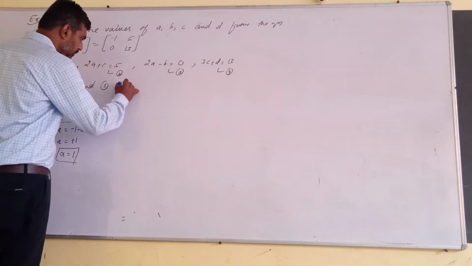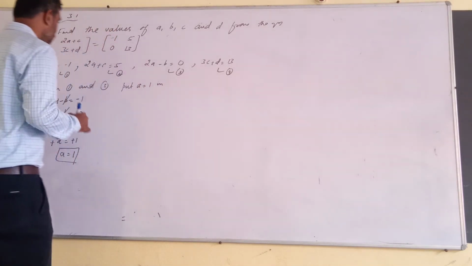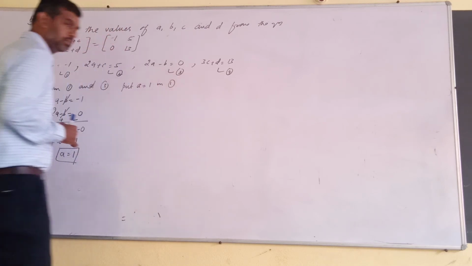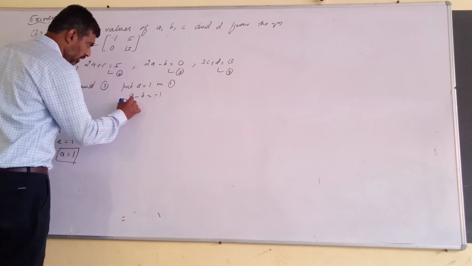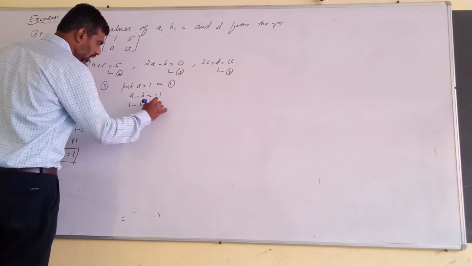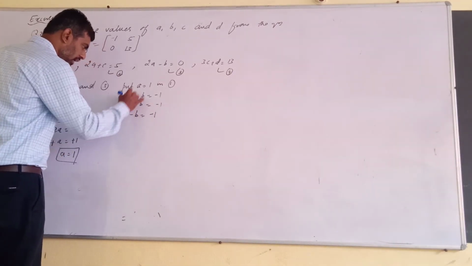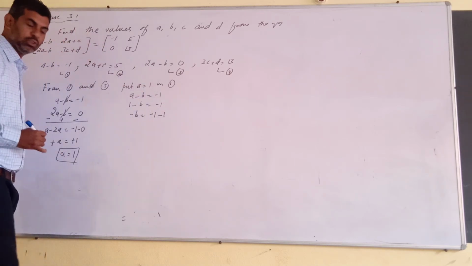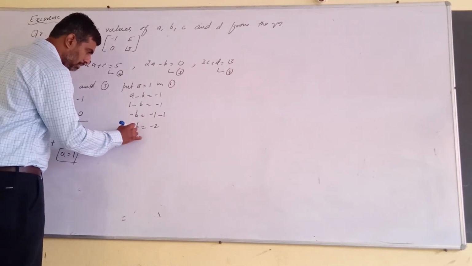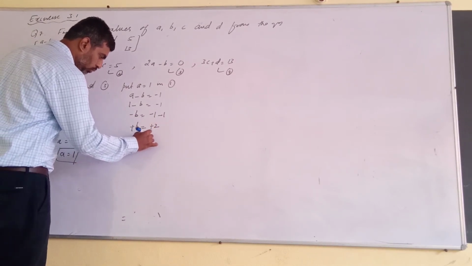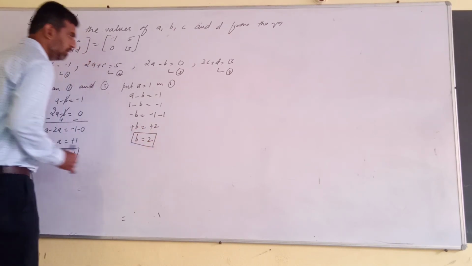Now put A is equal to 1 in equation 1. See here, A minus B is equal to minus 1. 1 minus B is equal to minus 1. Minus B is equal to minus 1, already. Write plus 1 on this side. Minus 1 minus 1 is minus 2. Minus B is equal to minus 2, so B is equal to 2. Now we got A value. We got B value.